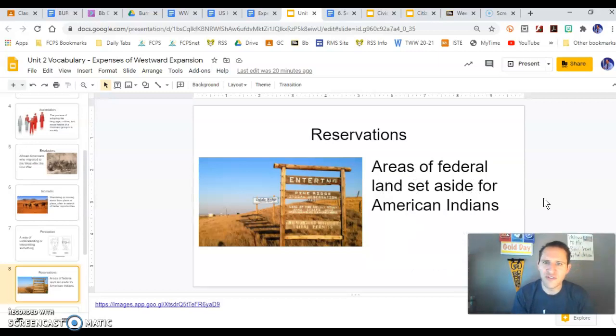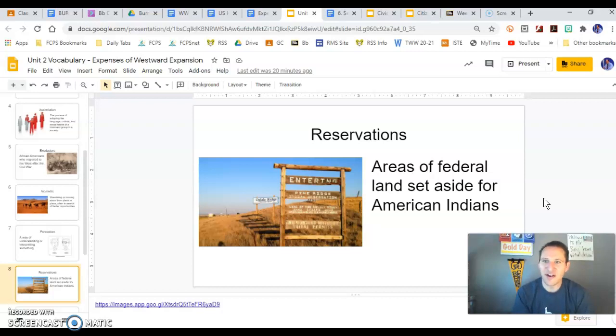All right, let's go on to reservations. This is where American Indians were forced to settle by European Americans, the white culture. They were forced off their lands through conflicts, and legally under the law, they are part of the Department of the Interior, which is kind of like parkland, the part of the federal government that deals with parkland. But they are really organized by a tribe and enforced by a tribal council, not the federal government having authority.